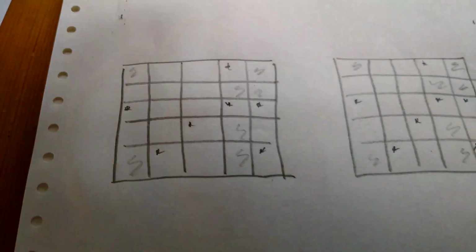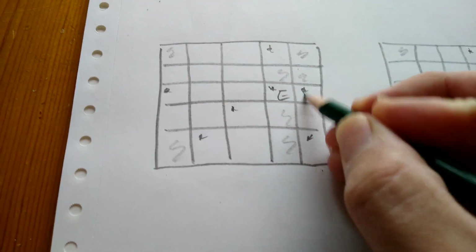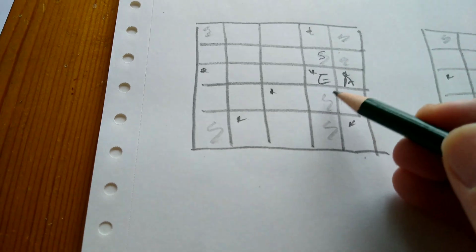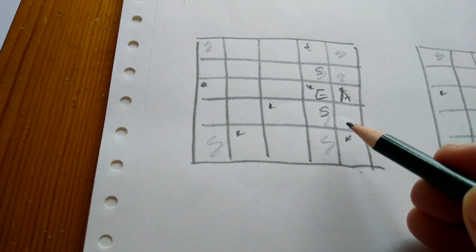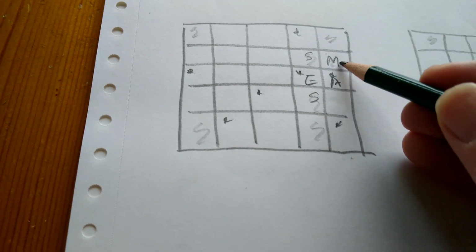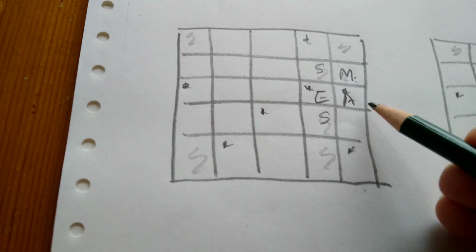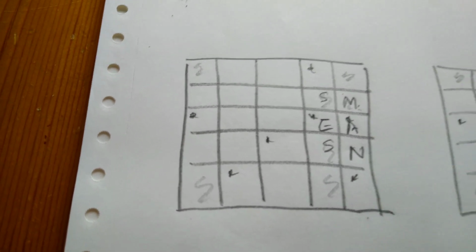Let's think about how seaman could fit in using that E and A. Well, if the E and the A are this way round, it would have to either have the S there or there, and then the M would have to be there, because you can't have the N there because no words start with an N, so that starting cell would have to be an M, and the N would have to be here.